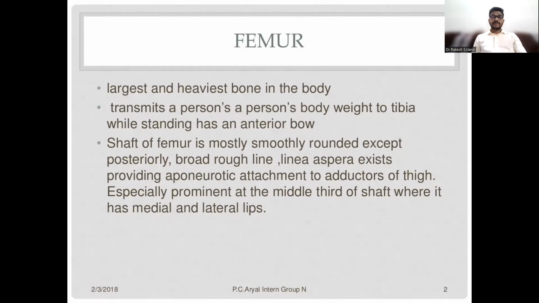The shaft of the femur is mostly smooth rounded except posteriorly. Broad rough line linea aspera exists providing aponeurotic attachment to adductors of the thigh, especially prominent at the middle third of the shaft where it has medial and lateral dips.